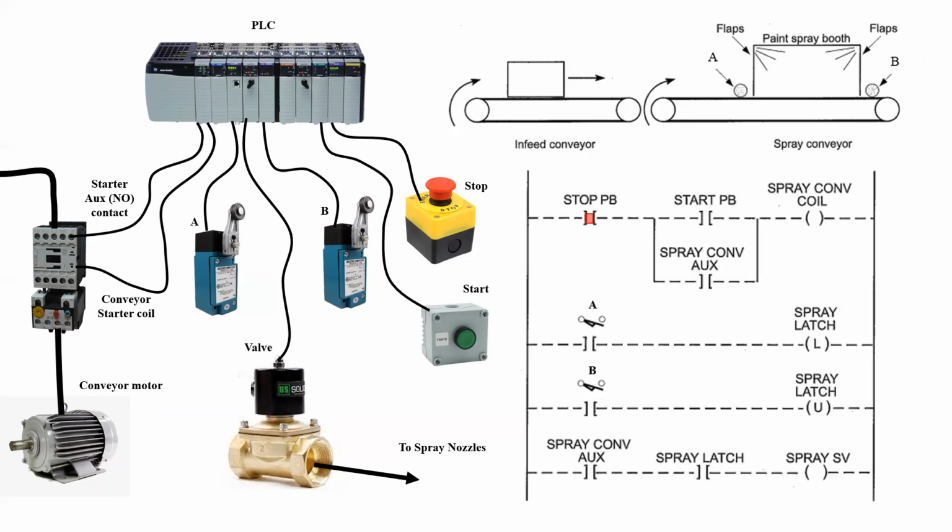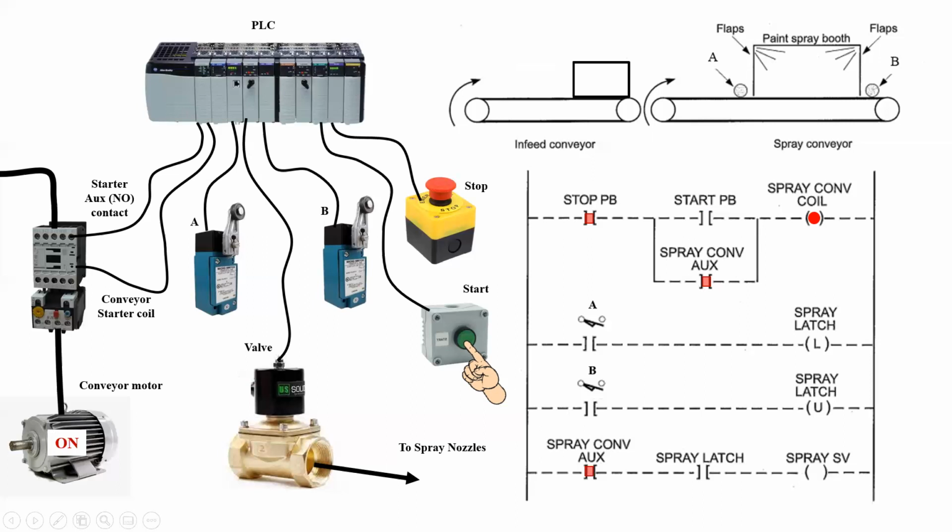First things first, we energize the system. We see the stop push button should cause the stop push button discrete input to go true. We press the start push button and the discrete input goes true. Spray conveyor coil goes on, which should then cause the motor to start and for the auxiliary normally open contact to close, which should cause the spray conveyor auxiliary input to go true.